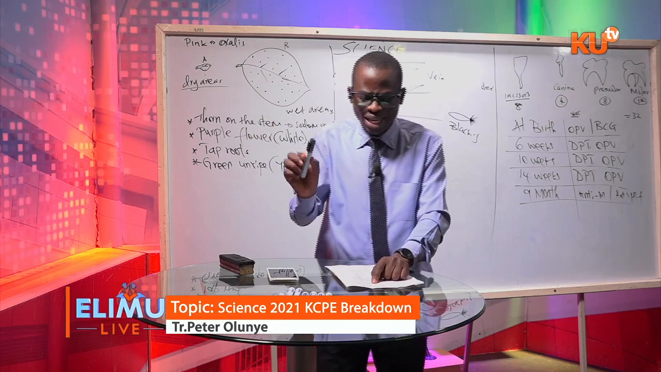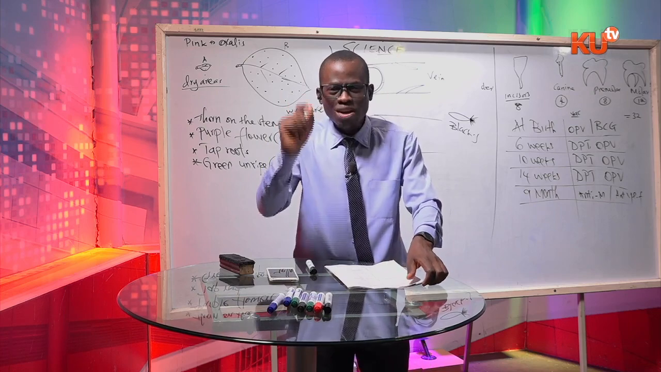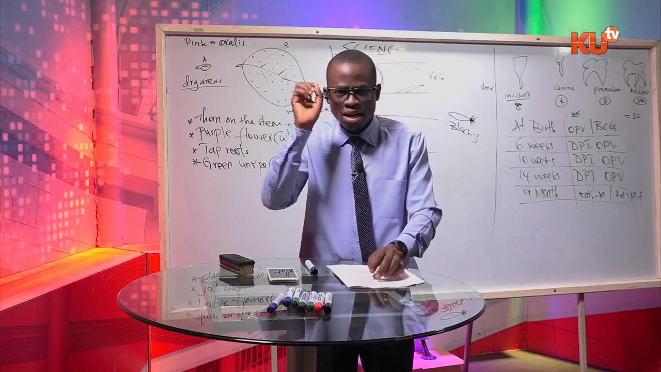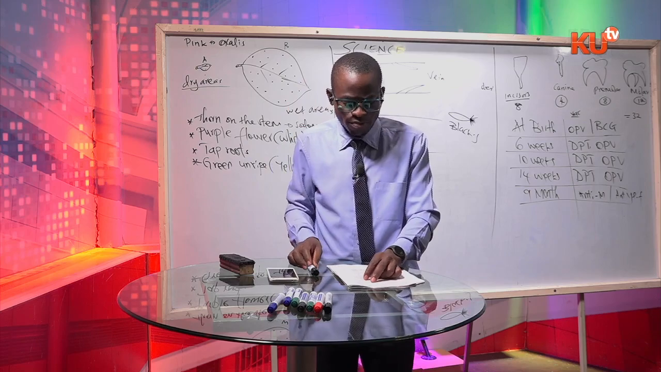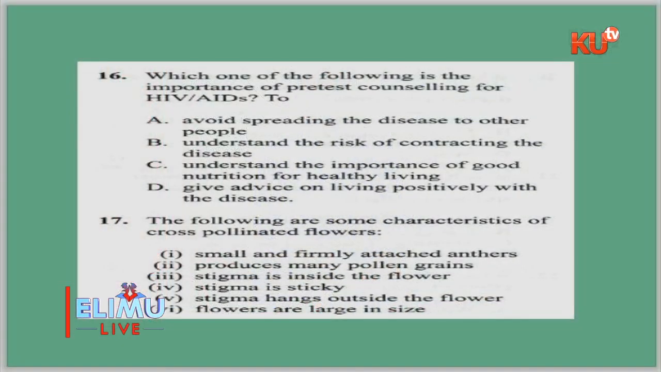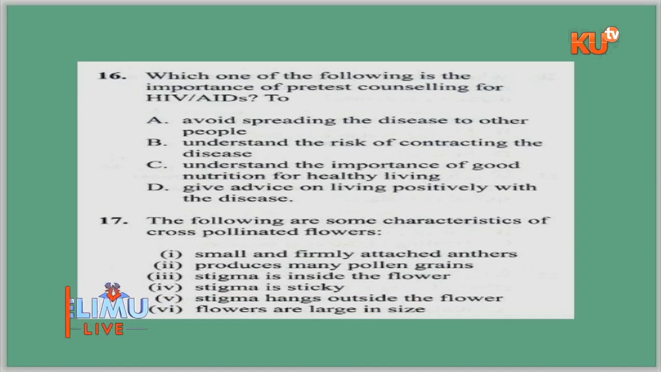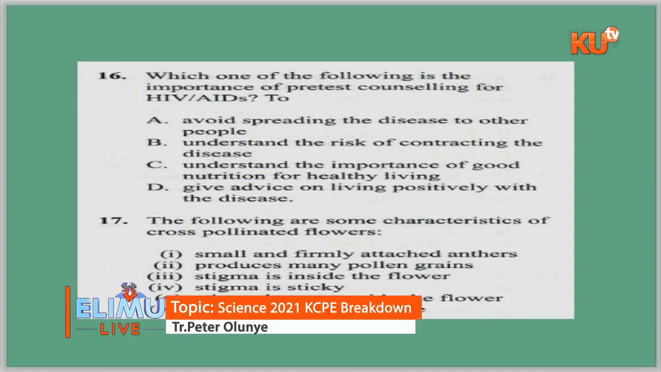So which one was the correct answer, boys and girls, here? Even as we wait for the actual answer from the Ministry of Education and the NEC itself. Now, avoid spreading the disease to other people. This one will not be the correct answer to me. Why do you think so? You still don't know if you have the disease or not. So who are you going to spread it to? So you still don't know the result. It's a pre-test counseling. You have not even been tested.